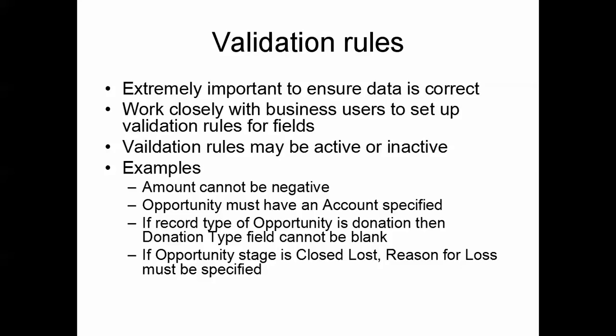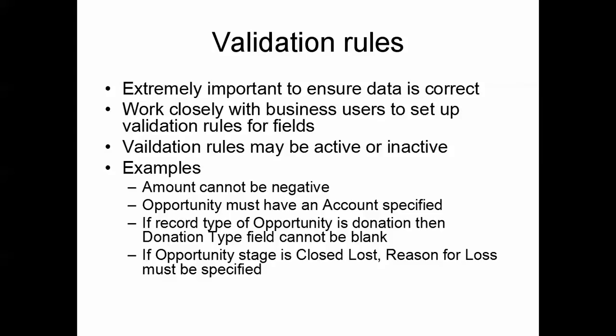Some examples of validation rules: let's say we want to make sure that the donation amount cannot be negative, or we can set up a rule like an opportunity cannot have account as null. Account must be specified before an opportunity can be saved. Or we could have a validation rule which says that if record type of opportunity is donation, then donation type field cannot be null. Or you could say that if opportunity stage is closed lost, then the field reason for loss must be specified. So like this, we can make fairly complicated validation rules in the system.